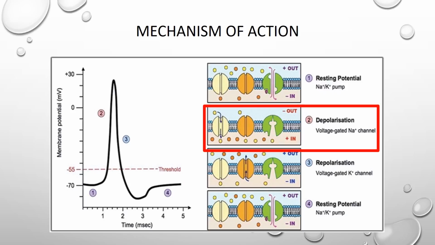Consequently, to prevent an action potential, local anesthetics must block voltage-gated sodium channels. By blocking voltage-gated sodium channels, the neuron is prevented from depolarizing and thus prevented from reaching threshold, rendering it unable to trigger an action potential.